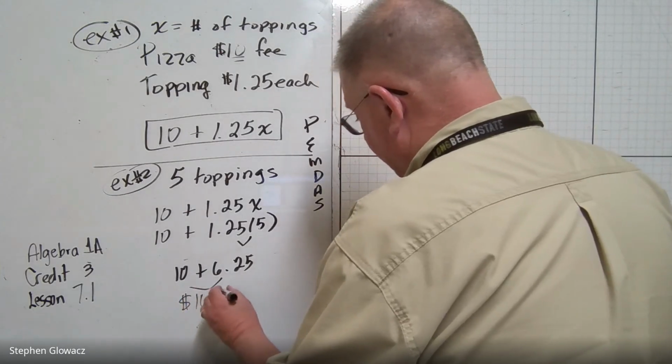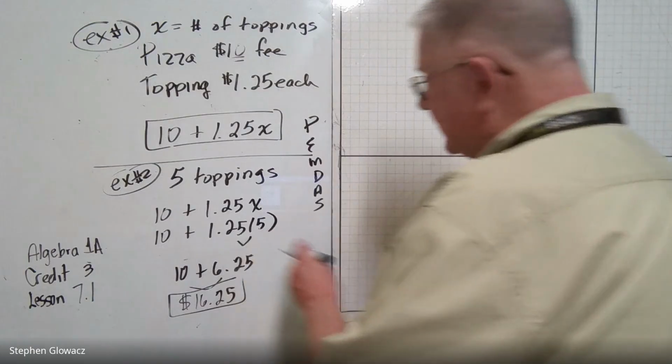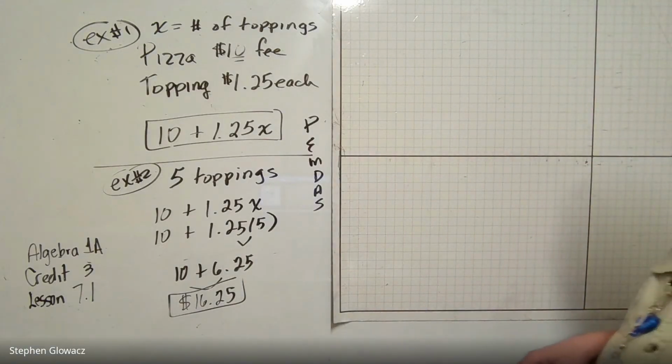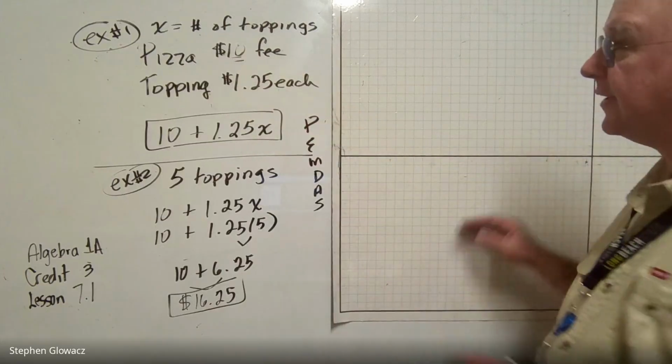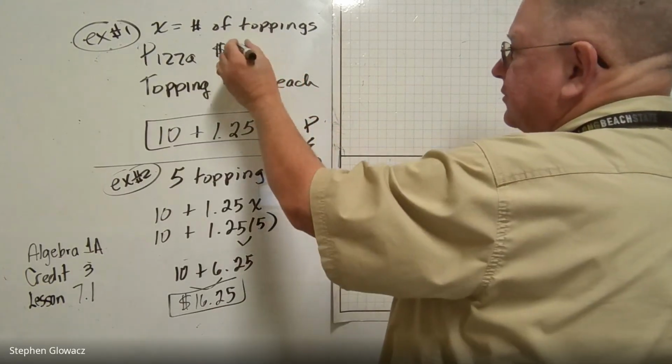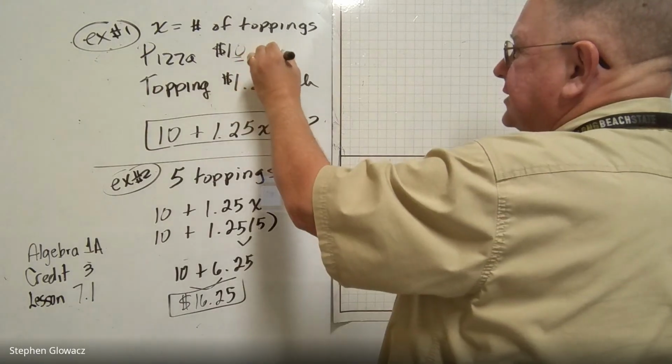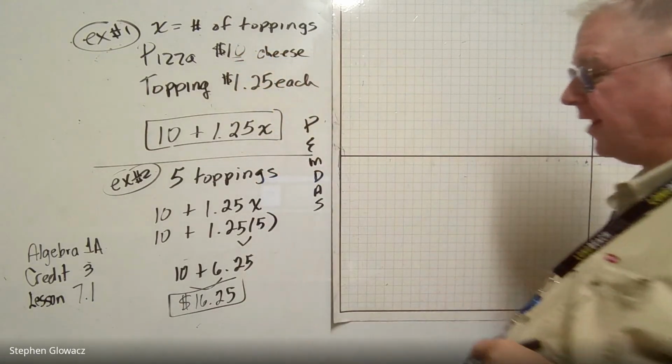$16.25 for our pizza. So even though a basic cheese pizza just costs $10. In fact, maybe that's what we should call that. So pizza's $10 for a cheese pizza instead of a flat fee, right?